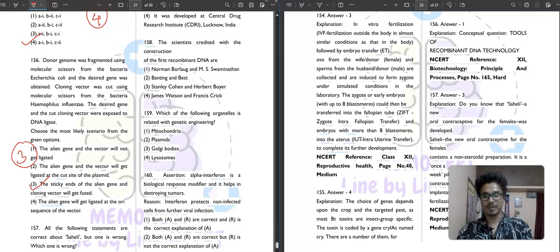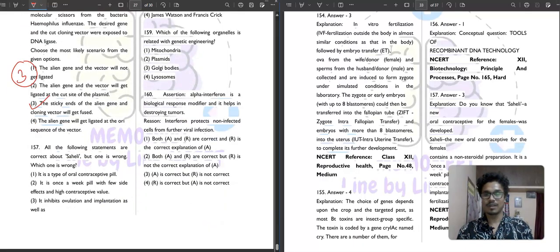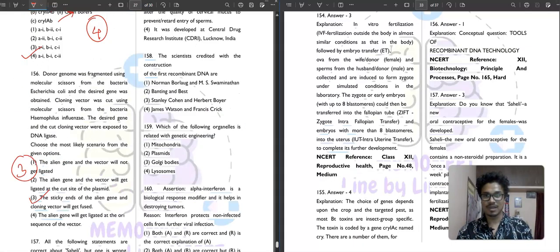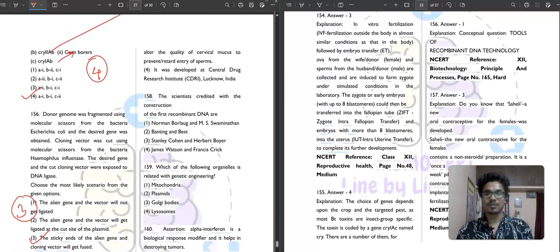And question number 157. All the following statements are correct about Saheli, but one is wrong. So which one is the wrong? It is an oral contraceptive pill. Good and correct. It is a once-a-week pill with few side effects and high contraceptive value. Absolutely correct. It inhibits ovulation and implantation as well as what? As well as alter the quality of cervical mucus to prevent entry of sperm. This is not correct. This is not what Saheli does. It was developed at CDRI Lucknow. Correct. So third option is your correct answer.